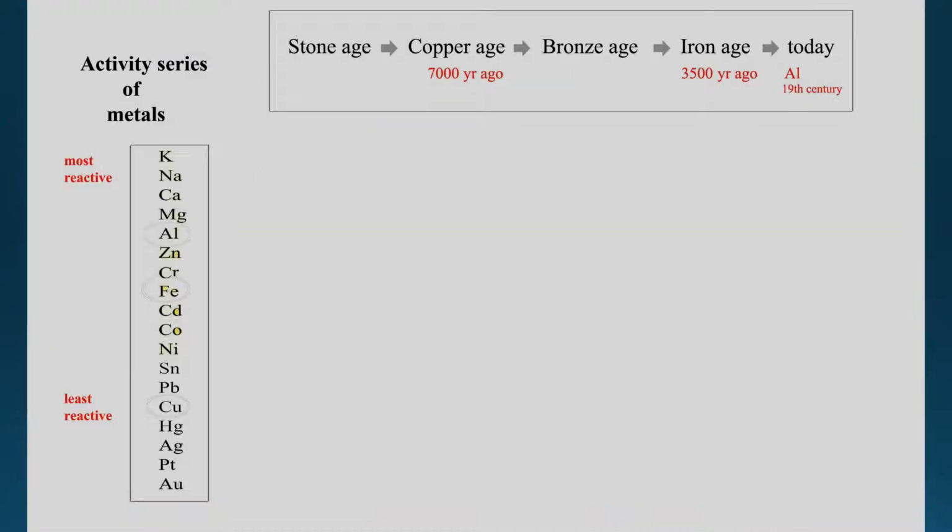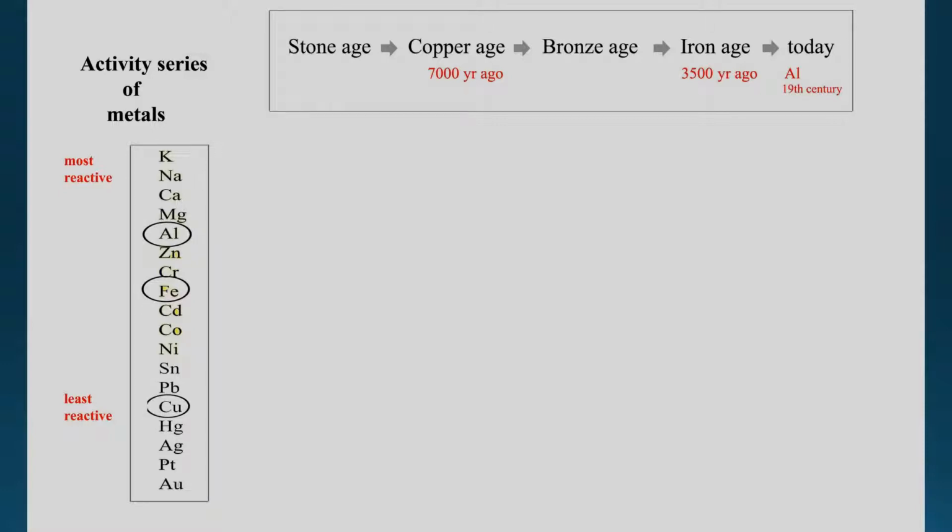This is related to the activity of the metal. Now I list the most reactive metal on the top, the least reactive metal at the bottom, and hope that students still remember the activity series from our last lesson. And how does it correspond to our discovery and use of metal? Now let's see.